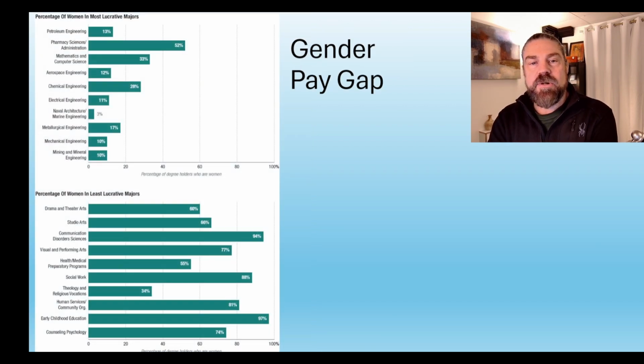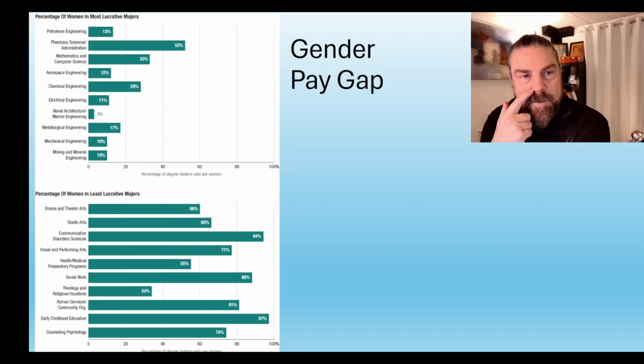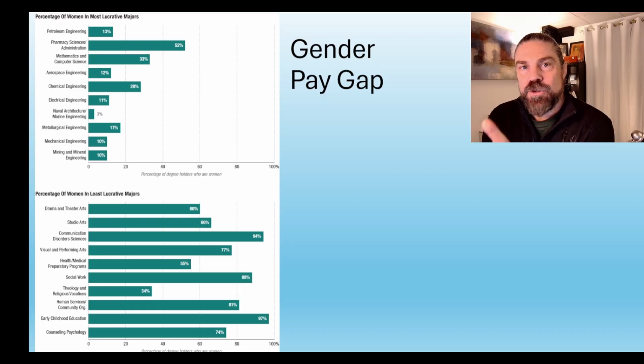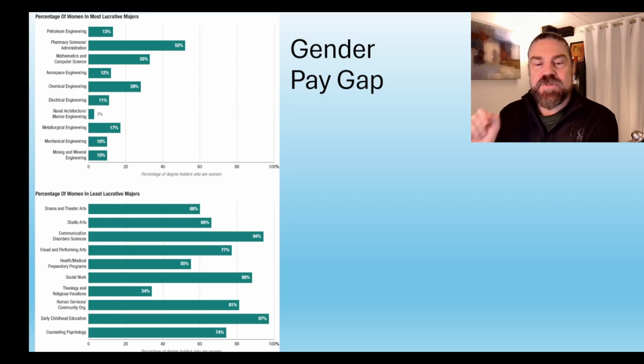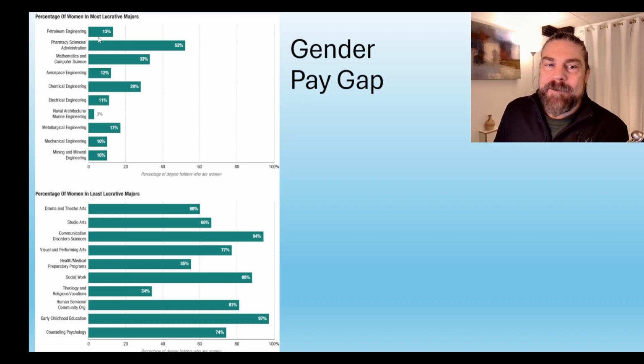Okay, so let's go over some more detail in the gender pay gap to try and figure out why a little bit more. It does seem that women choose in the market less lucrative careers. That's very interesting, and that's what this graph suggests, right? So only 13% of petroleum engineers, a very lucrative career, only 13% of those are women. Why? Pharmacy, actually 52% are women. So slightly more women than men go into pharmacy, and that's a lucrative career.